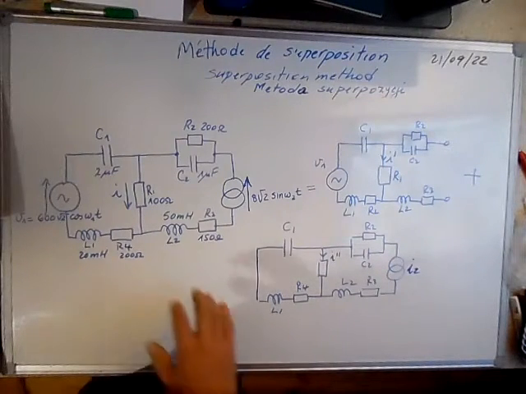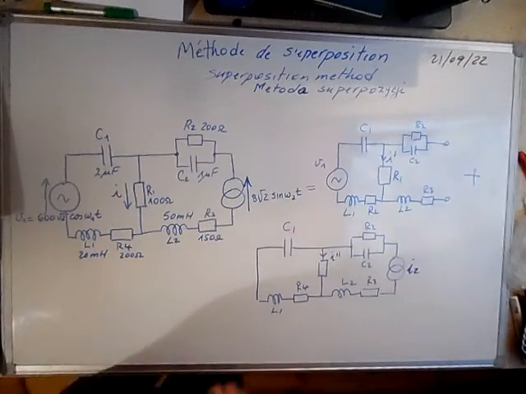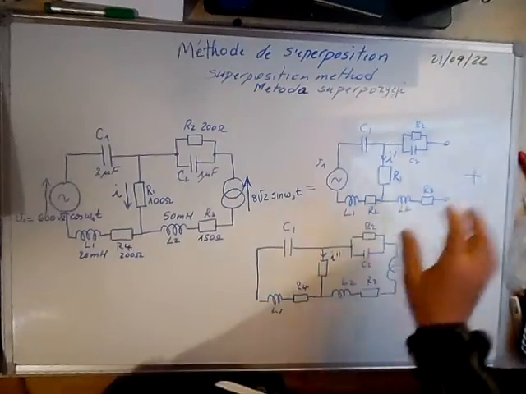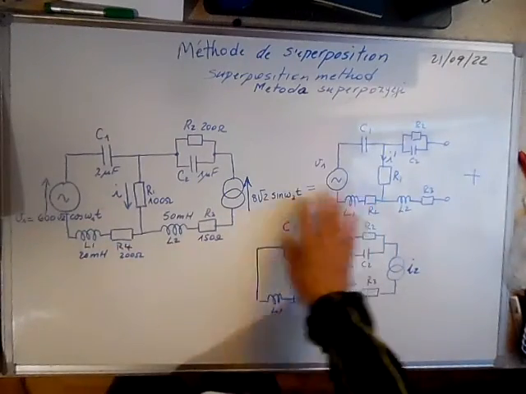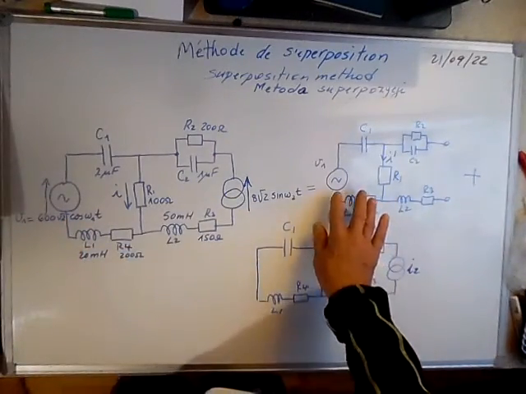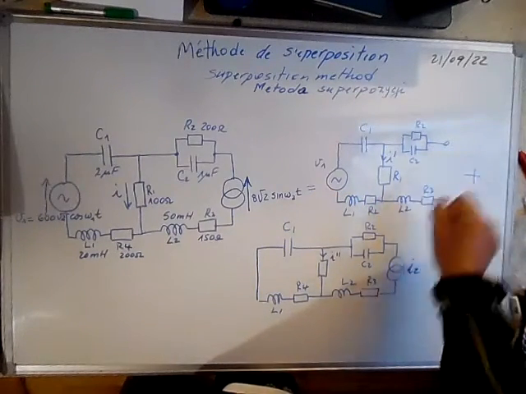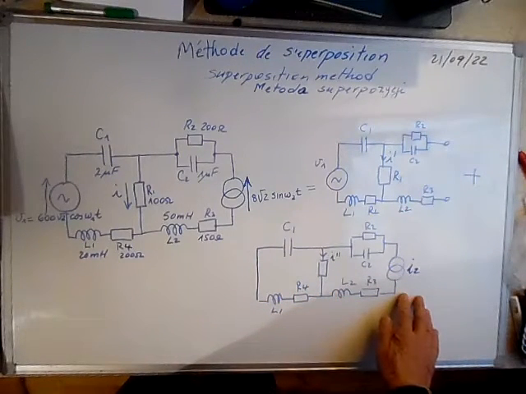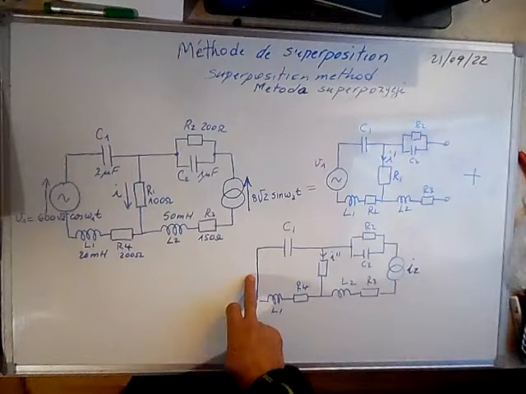Okay, first of all, when both operate at the same frequency, let's do it. Because there are two generators, we have to divide this circuit into two circuits. First circuit: the voltage generator operates on its own with the current generator open circuit. Second circuit: the current generator operates on its own and the voltage generator is replaced by a short circuit.